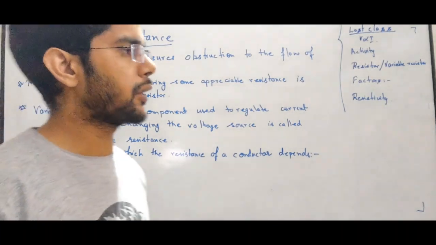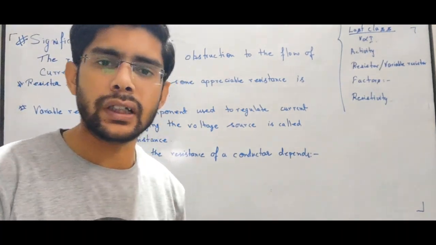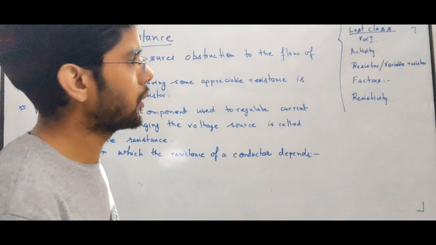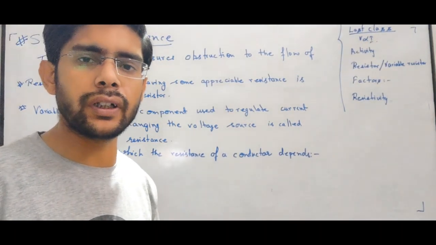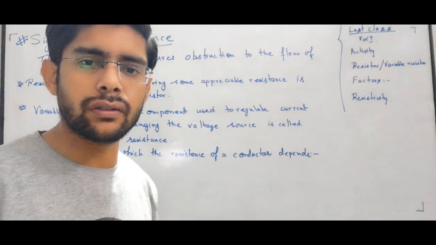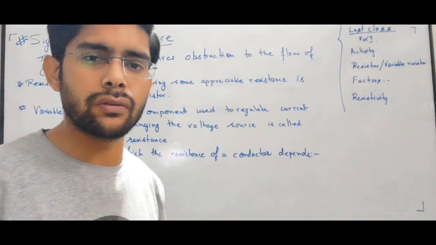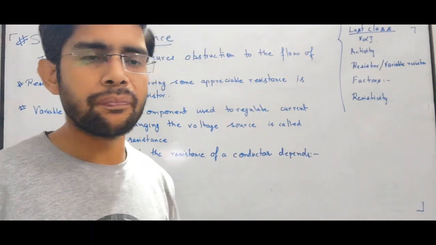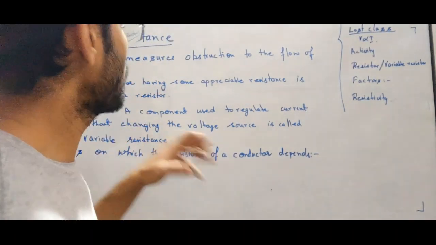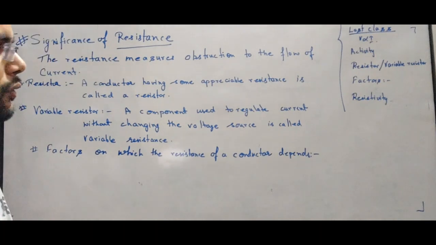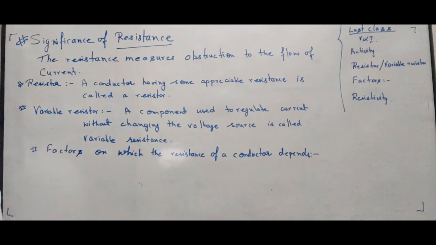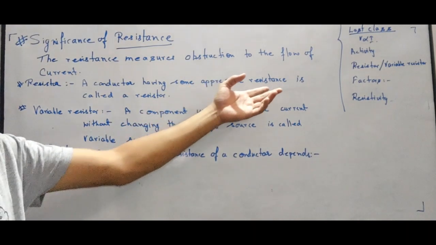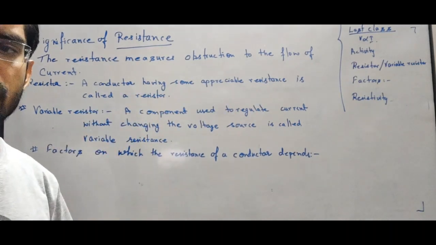I hope you understood the activity, and through it we learned about conductors and insulators: those which provide less resistance to the flow of current are known as conductors, whereas those which provide very high resistance are generally known as insulators, which obstruct the flow of current. On that basis we can define a resistor: a conductor having some appreciable resistance is called a resistor.